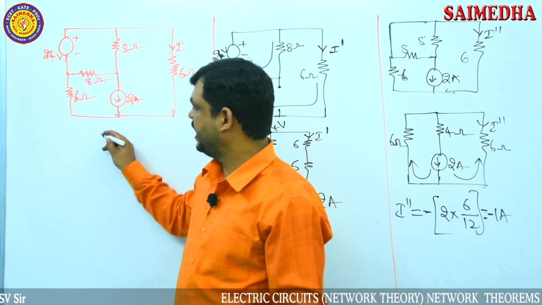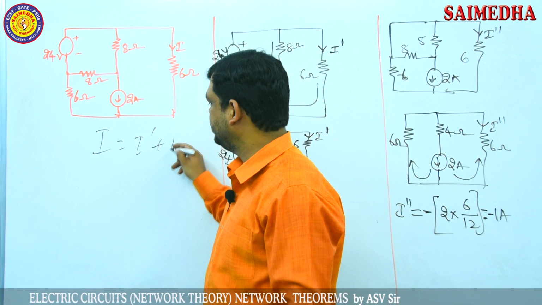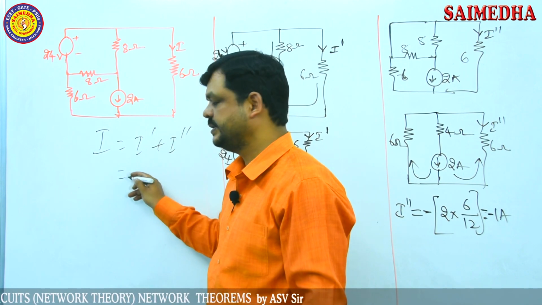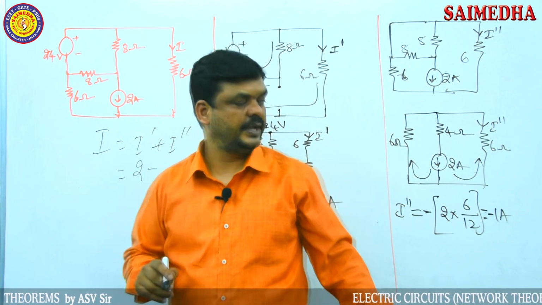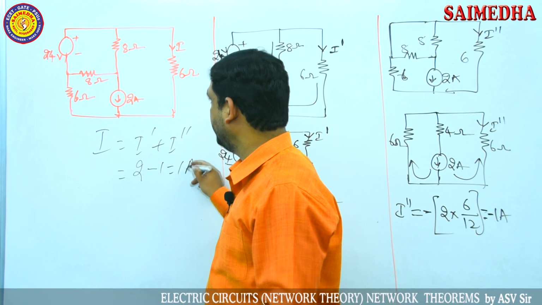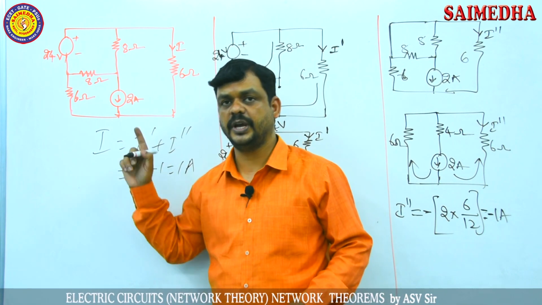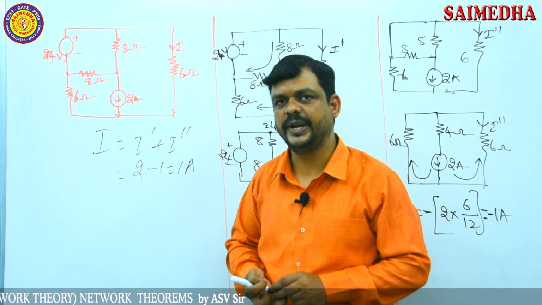Then the total response I is equal to the algebraic summation of the individual responses. I1 is here 2 amperes, minus I double dash which is minus 1 ampere, so minus 1 ampere. Then the current through this branch from the two sources, I, is equal to 1 ampere.